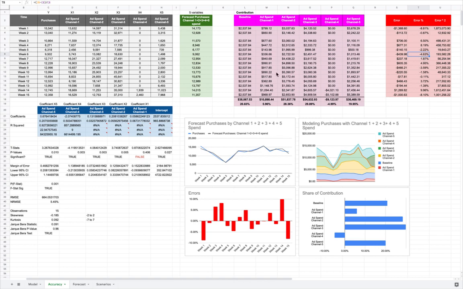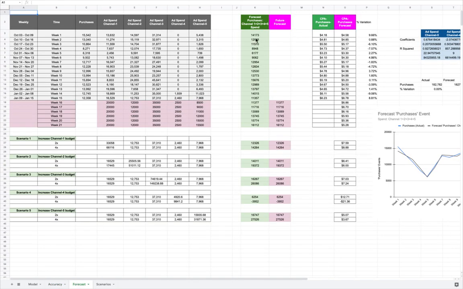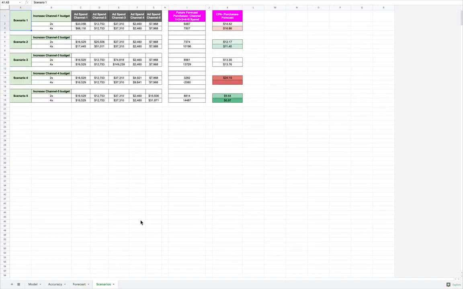Then we do a forecasting wherein we have taken all these coefficients and multiplied them with the respective spend of all channels, and then added the intercept value at the end. We also see here the multiple scenarios which we just went through. That is, if we increase channel 1 spend or channel 2 spend, what we can expect here. So to sum up, this model has told us how to predict the future purchases through a forecasting method.